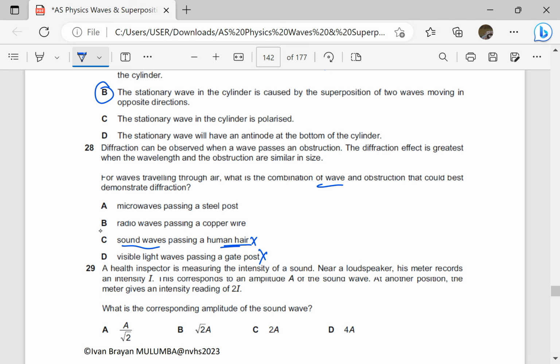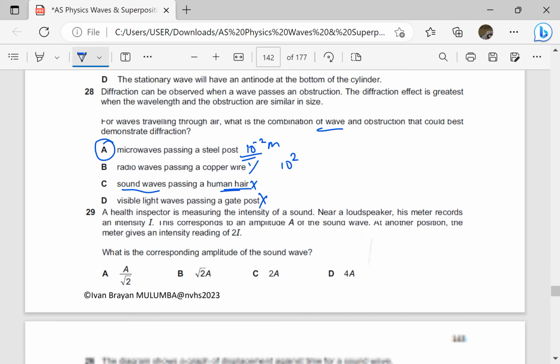Radio waves passing a copper wire. The wavelength of radio waves is much larger than the copper wire, about 10 power 2. So microwaves passing a steel post. Remember, microwaves are around 10 power negative 2 meters, and the diameter of a steel post can also be very close, 10 power negative 2. So this is going to be A.